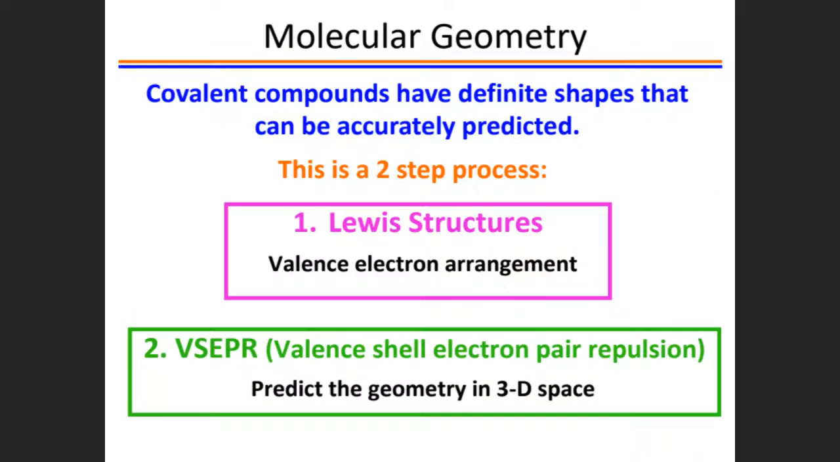Anyway, now we come to molecular geometry. Covalent compounds have definite shapes that can be accurately predicted. This is a two-step process. First, the Lewis structure, the valence electron arrangement, and then valence shell electron pair repulsion, that means the 3D structure. So for molecular geometry, we need both the Lewis structure and the VSEPR 3D structure.